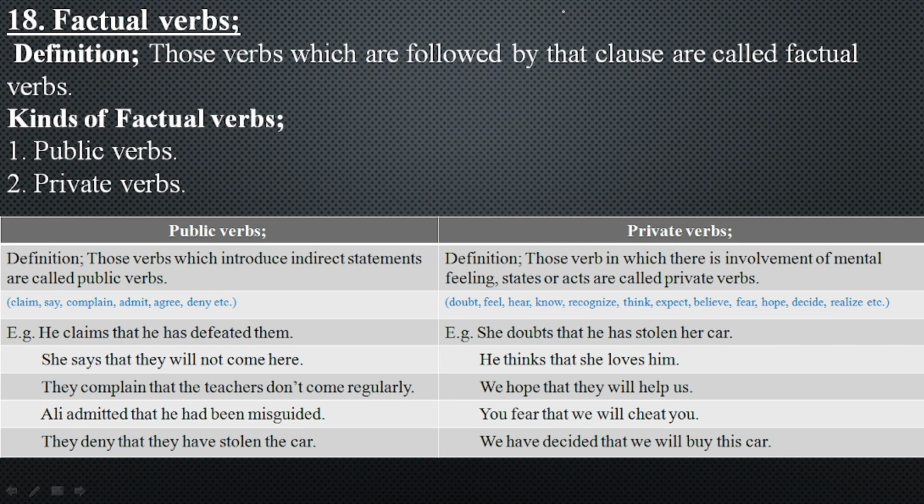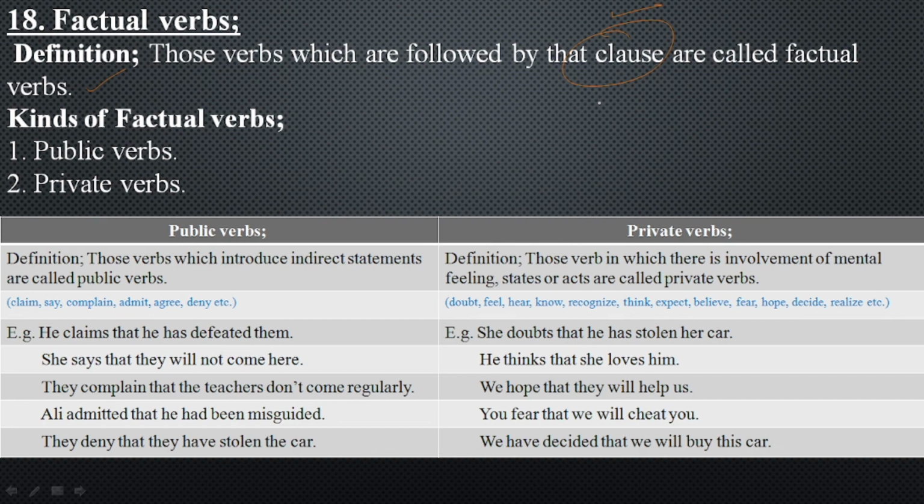When we talk about the clauses, we'll have it in the coming lectures. There we will be discussing the noun clause, and in the noun clause we have the that clause, which we will also discuss in upcoming lectures. Now the definition says those verbs which are followed by that clause, which is one of the kinds of noun clause, are called factual verbs. And what is a clause actually?